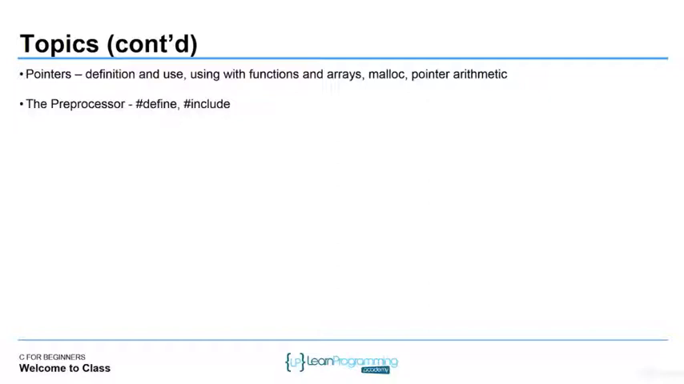The preprocessor we're going to learn about. This is a step that happens before the compiler. Specifically, there are directives that you need to understand, like define and include. We'll go through that. We're going to go through input and output, how you can read and write data to the console.